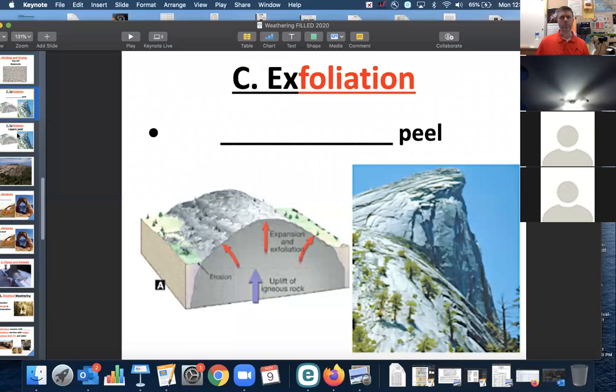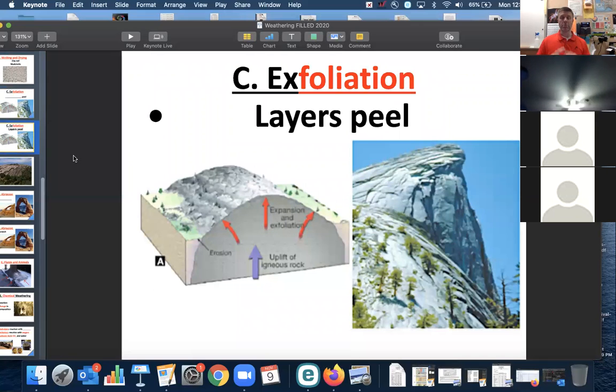Exfoliation, so where layers peel off. And this is the exact same term and same meaning as what some of you may have heard of exfoliation for, like you exfoliate your skin, you're removing dead layers of skin.